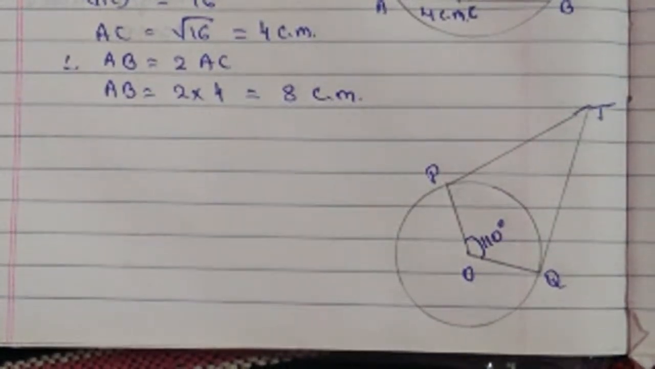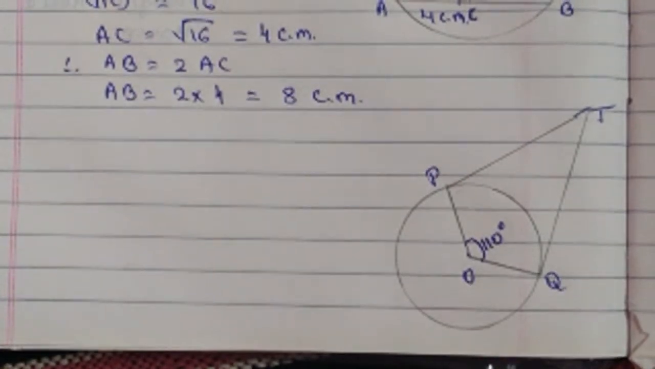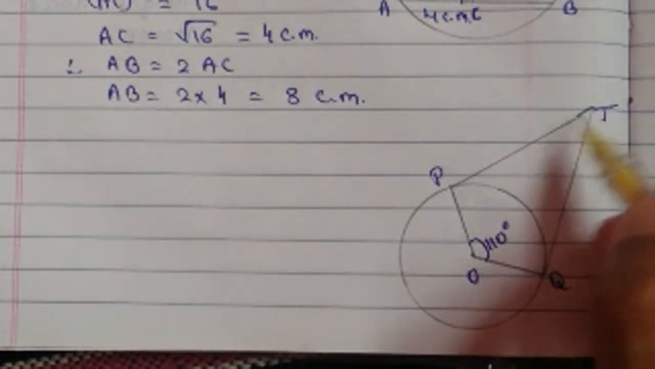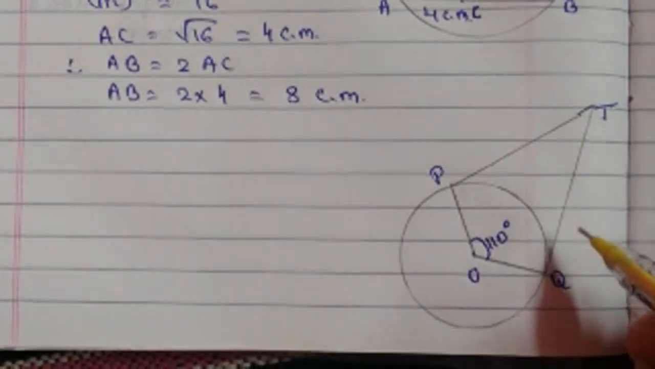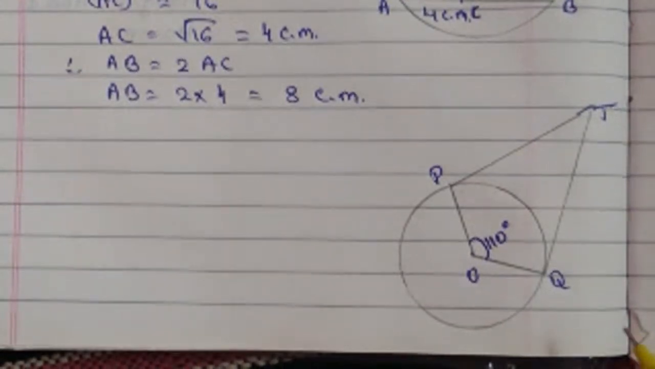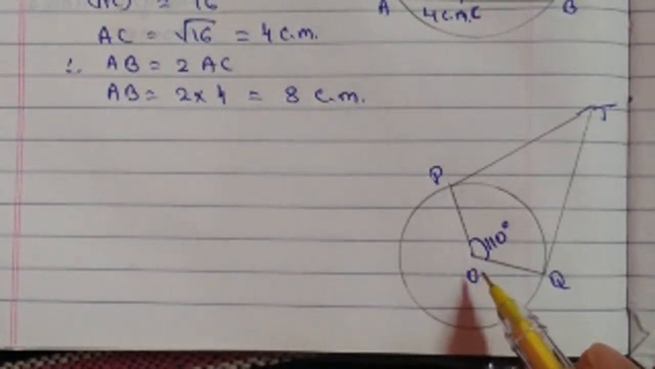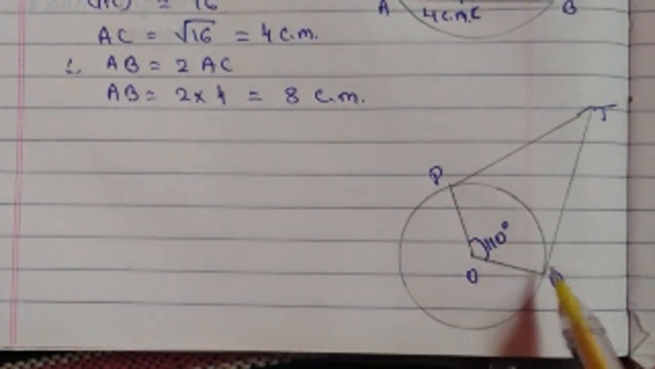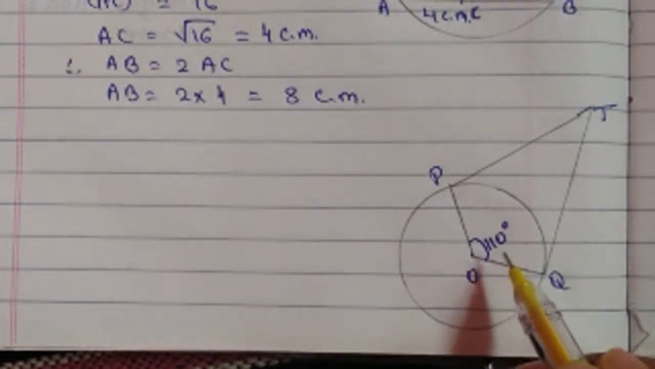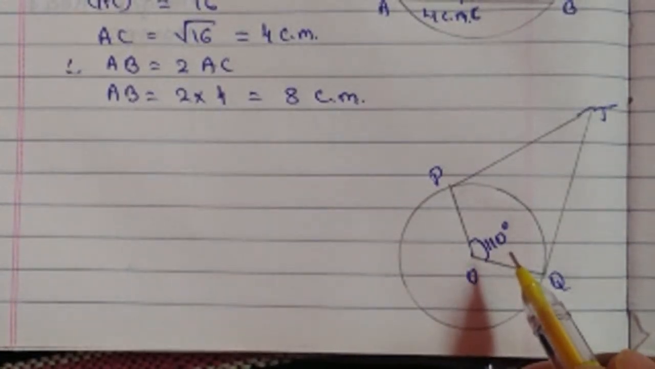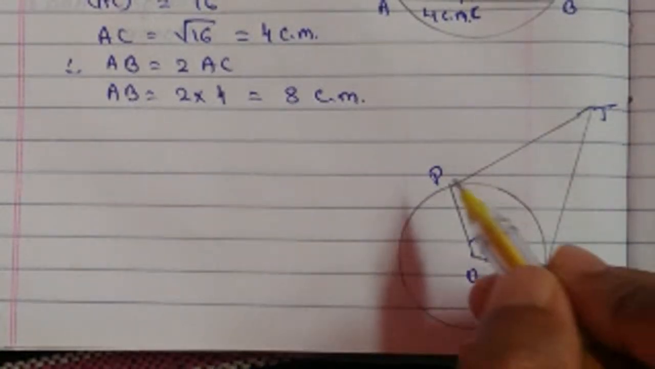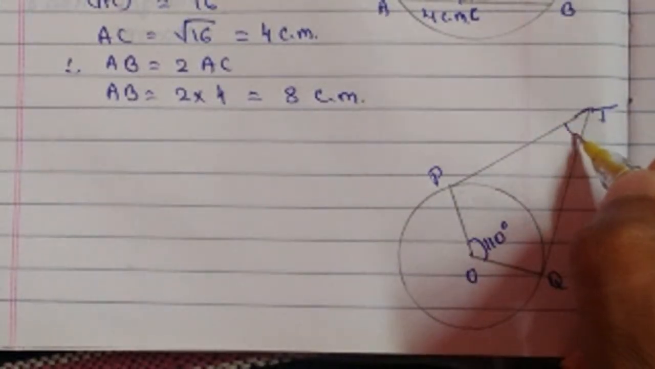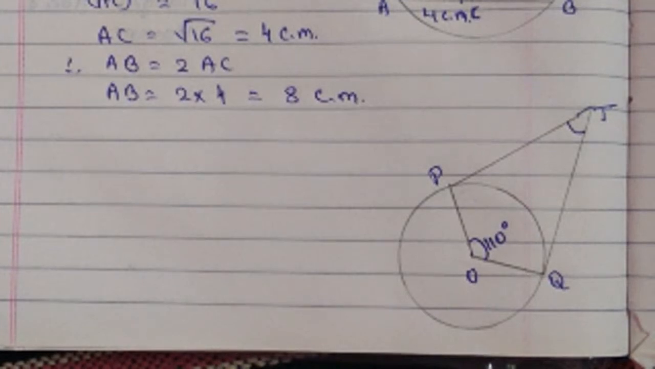Now in the question it is given that in the figure, if TP and TQ are the two tangents to a circle with center at O, so that angle POQ, that means this angle, is equal to 110 degree, that is given. Then find out angle PTQ. We have to find out this angle. So any idea about that angle?